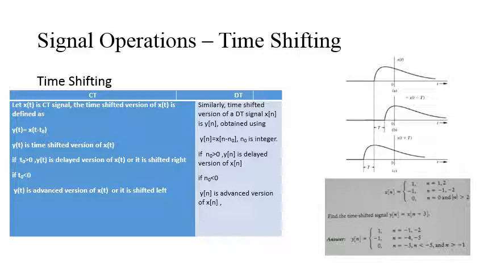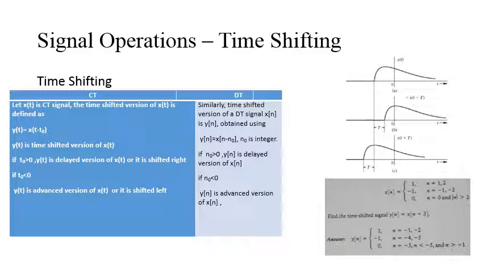So let's start with the first operation that we perform on the independent variable. The first operation is shifting. A signal can be shifted to the right or to the left.